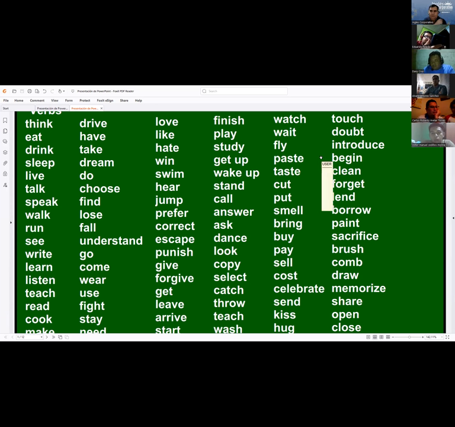Okay. When we play a game, we have start, finish. You have the start button and the finish button when you play a game. Okay, and wear and use. Wear clothes, wear a hat, wear glasses.